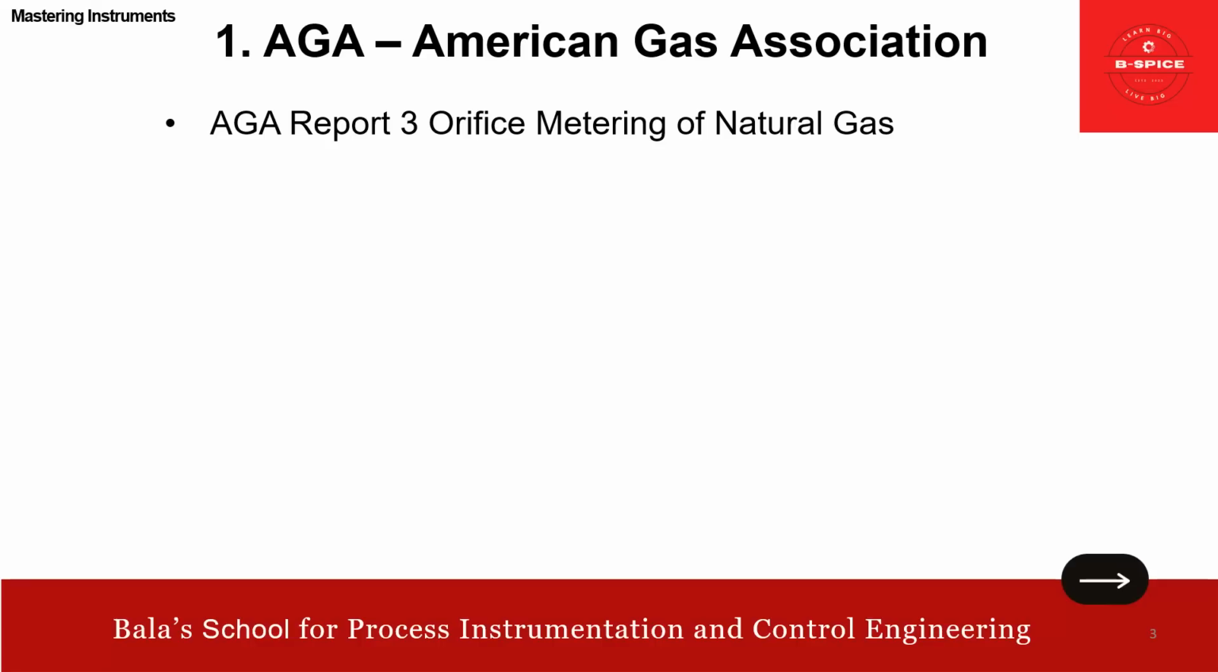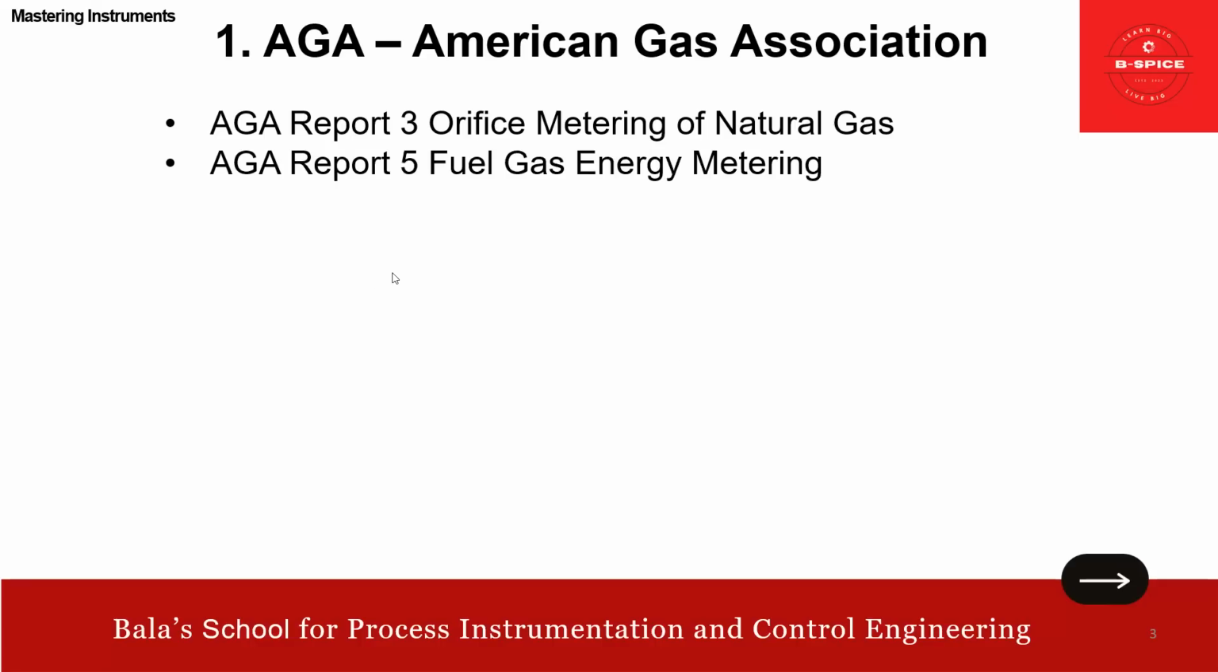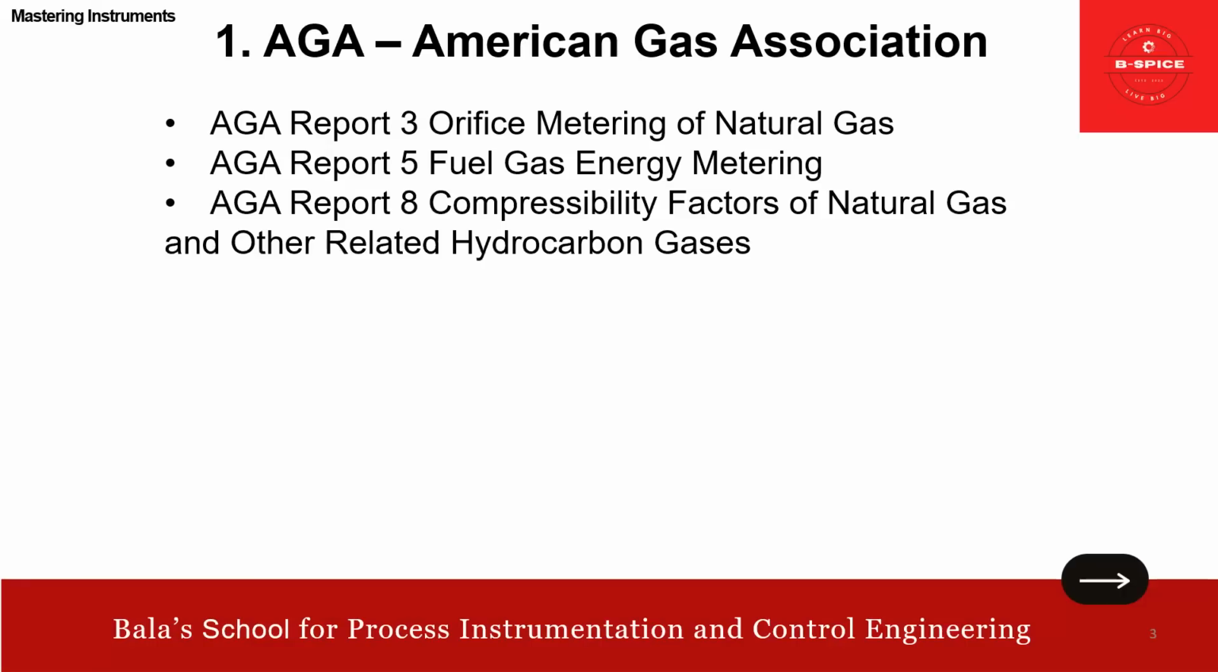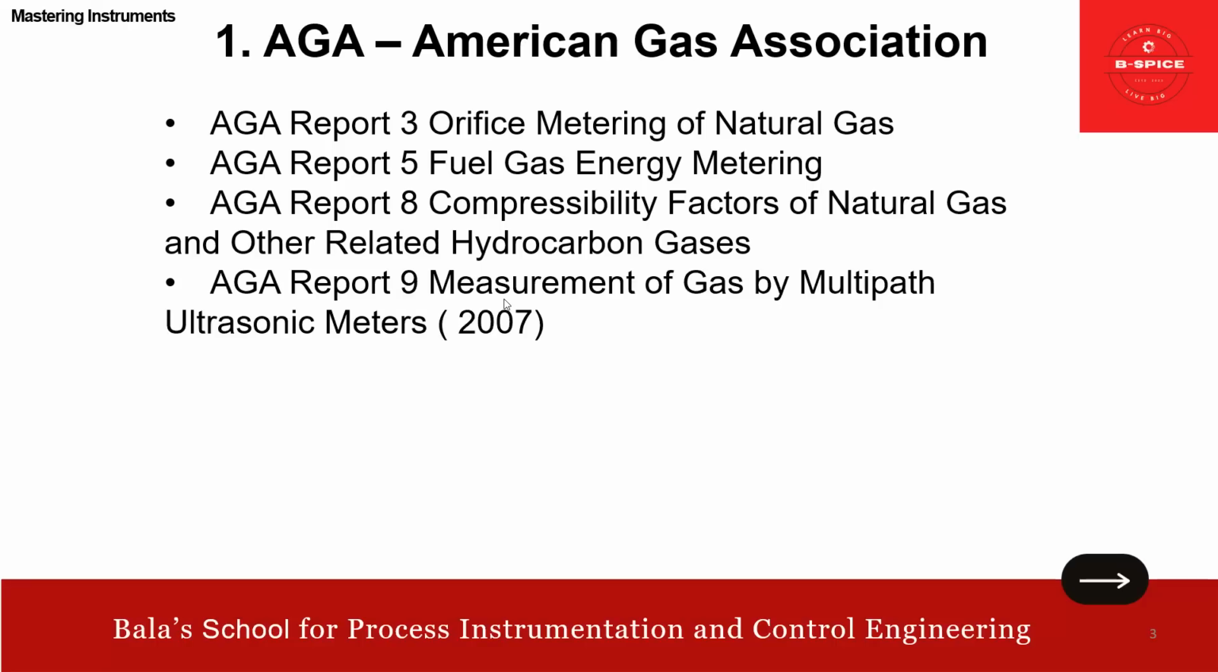As I highlighted, AGA report 3, orifice metering of natural gas. Then AGA report 5, fuel gas energy metering. AGA report 8 focuses on compressibility factors of natural gas and other related hydrocarbon gases. AGA report 9 focuses on measurement of gas by multipath ultrasonic meter. The year you don't need to bother about. You focus only on the standard. The year keeps getting revised based on updates.